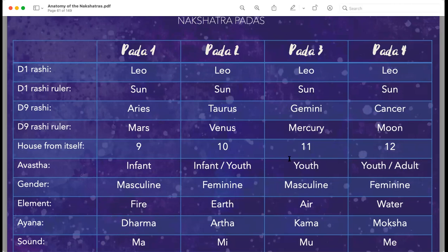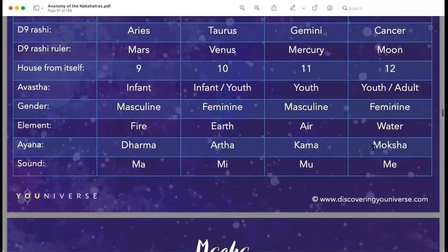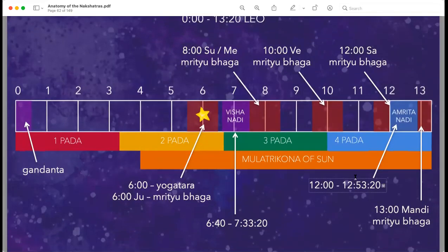If it goes 11 houses from it, there are gains to be had from that planet for sure. But if it goes 12 houses from it, even if it's in a friendly sign, there will be losses. There will be things that you need to let go of. So this is what I wanted you to know, that it's not all as we think.